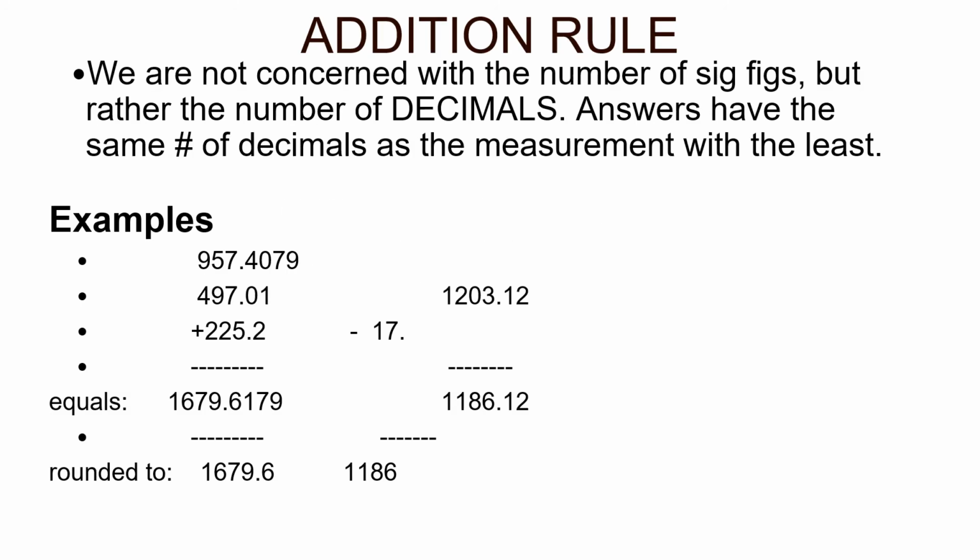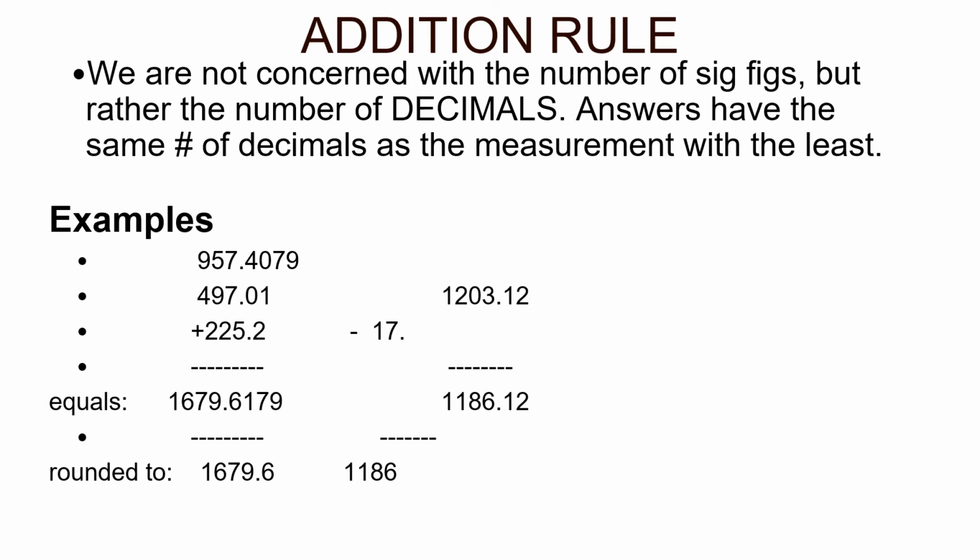When it comes to significant figures, sometimes and often you'll need to add, subtract, multiply, and divide them. And there are different rules of thumb that you need to follow with this. When it comes to addition and subtraction, we're not necessarily concerned with the number of significant figures, but rather the number of decimals. Answers should have the same number of decimals as the measurement with the least number of decimals.